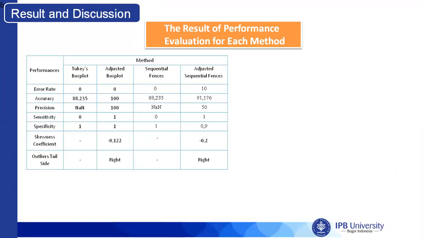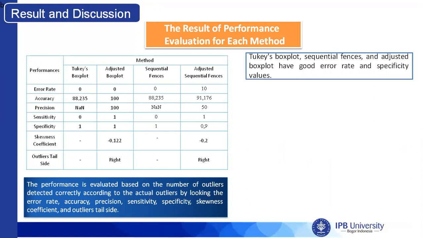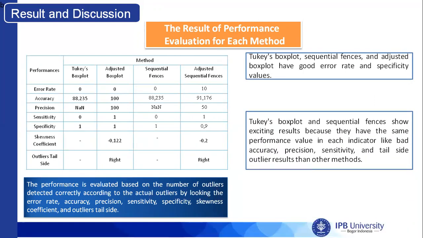Then, the result of performance evaluation for each method, looking for error rate, accuracy, precision, sensitivity, specificity, skewness coefficient, and then outlier's tail side. And the results are: two-case box plot, sequential fences, and adjusted box plot have good error rate and specificity values.